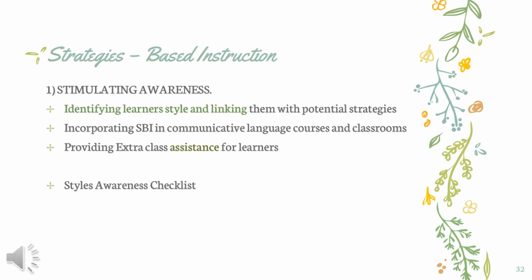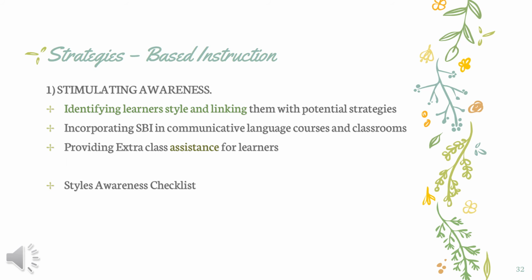The first step in SBI is stimulating awareness. It is crucial to identify learner style and link them with potential strategies. Once style preferences have been identified, a learner can proceed to take action through strategies. By then, the teacher can start incorporating SBI in communicative language courses and classrooms. Teachers need to provide extra class assistance for learners who may be lagging behind or find language learning a bit difficult. So, the question here is how to identify learner style preference by using a style awareness checklist.